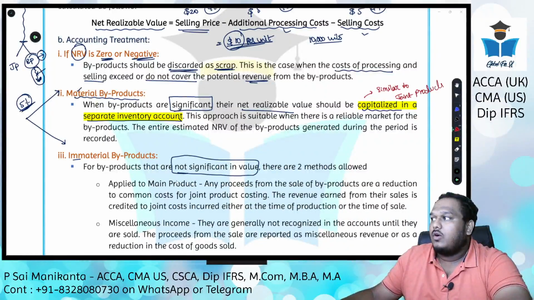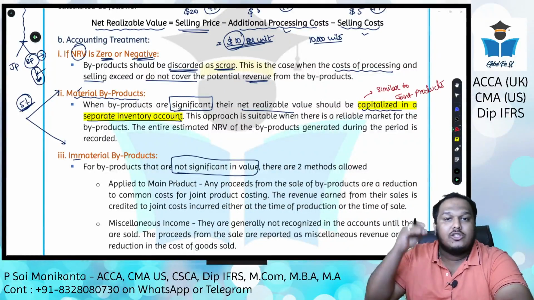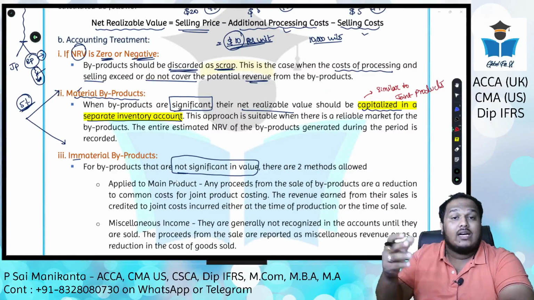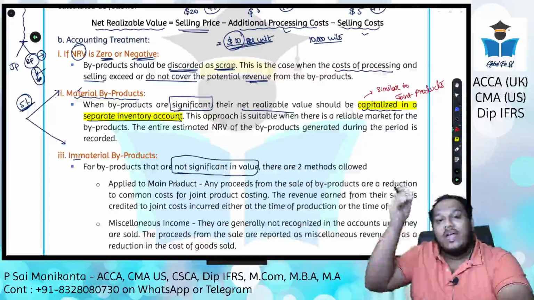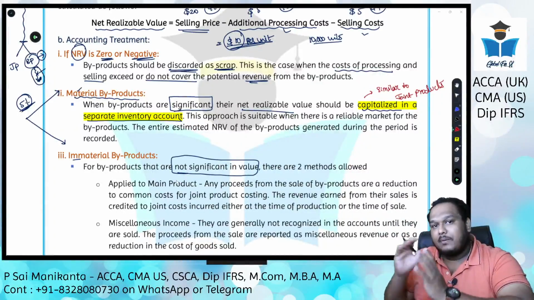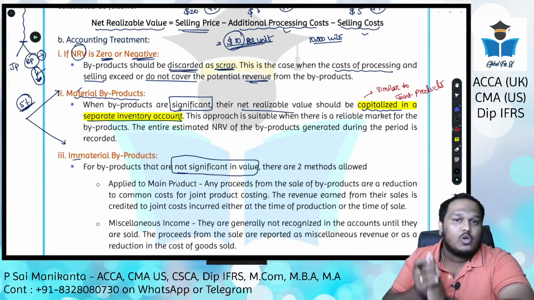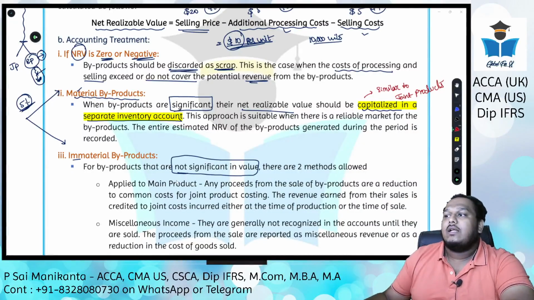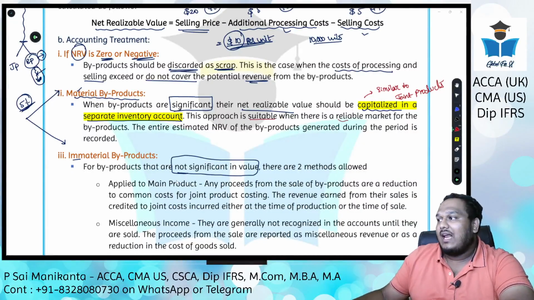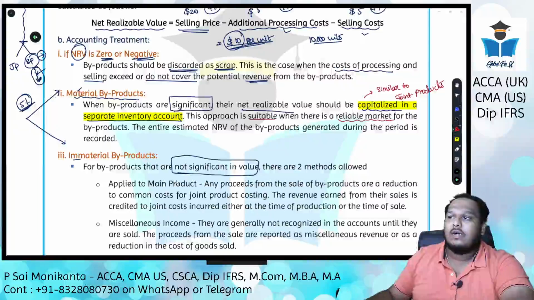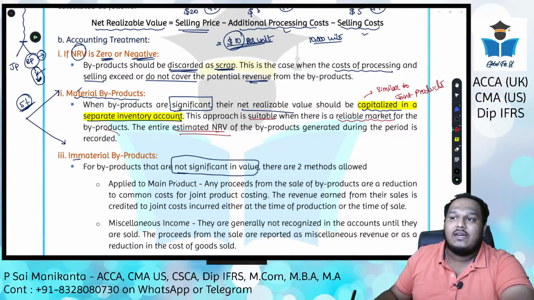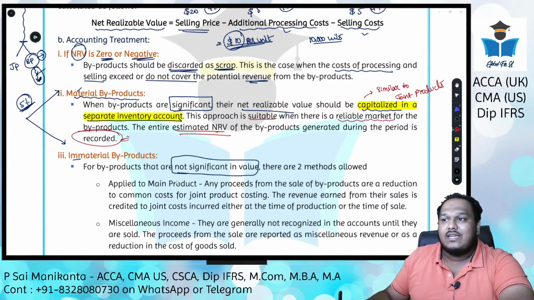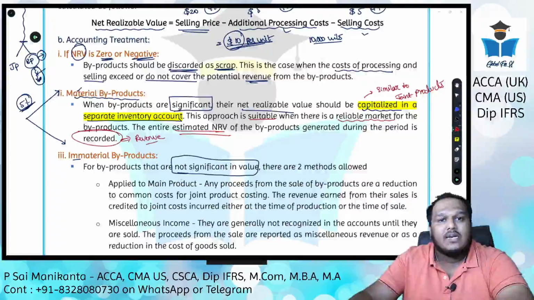Okay. So along with product A, product B, product C, joint A, joint B, like that only you will also have byproduct A, byproduct B, byproduct C, like that. So all the joint cost will be allocated separately and everything will be done similar to how you do it in the joint products. This approach is suitable when there is an NRV, a realizable market for the byproducts. The entire estimated NRV of the byproducts generated during this period is recorded, meaning it is treated as revenue. It is an extra source of money for the company.